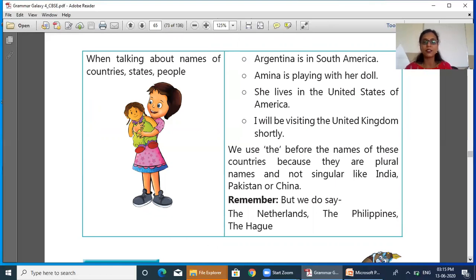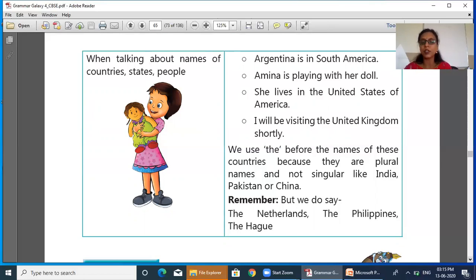But see those next examples. She lives in the United States of America. I will be visiting the United Kingdom shortly. Why are we using "the" here? Because the names of these countries are plural names. United States of America. They are plural. They are not singular like India, China and Pakistan. So these are singulars. Those are plural. So we use "the".